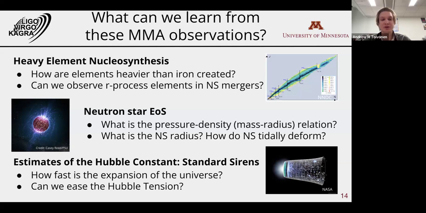The next thing would be the neutron star equation of state. So what's the pressure-density or mass-radius relation in a neutron star? And this is essentially just probing nuclear physics and understanding how matter behaves at the highest energies and densities. And then estimates of the Hubble constant. So can we measure the expansion of the universe? And can we ease the Hubble tension? And I'll talk a little bit more about each of these, right?